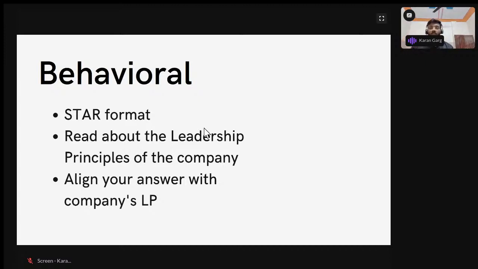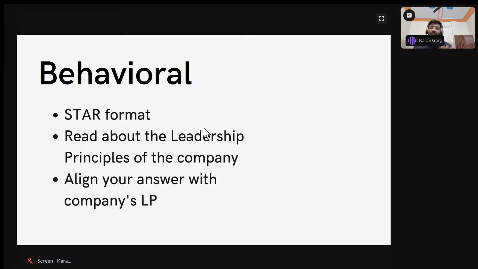You talk about yourself, not your team or your company or anything. You talk about yourself. Action: what action did you take for that task? And then outcome: what was the result of that action in that situation for that task? You talk about that. So this is a very well defined and very well known format, the STAR format. Try to utilize that when you talk about the behavioral round.